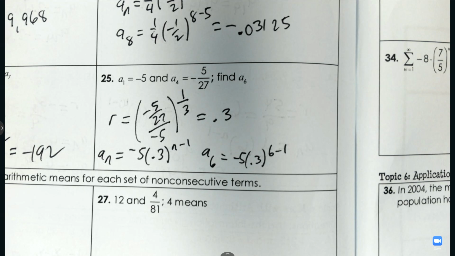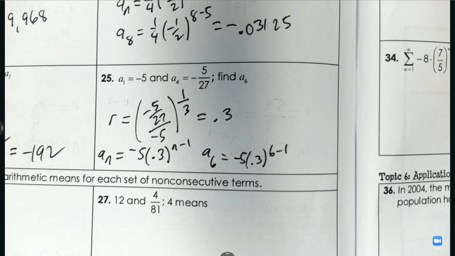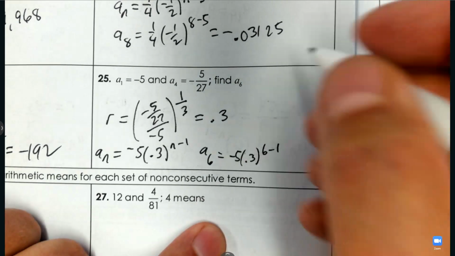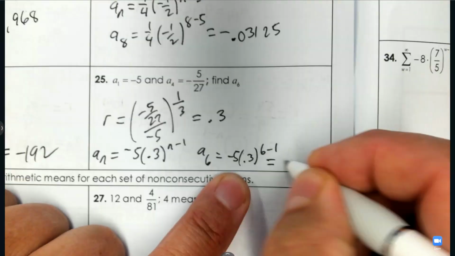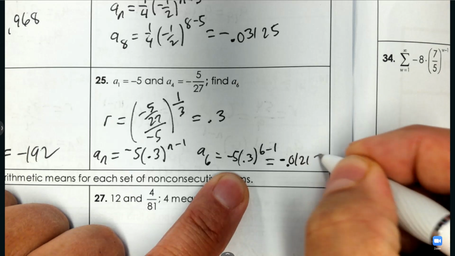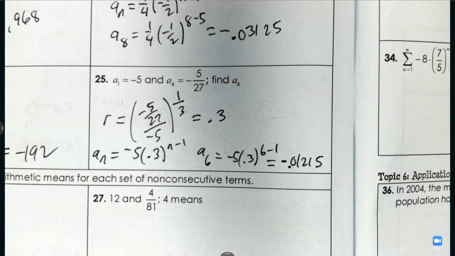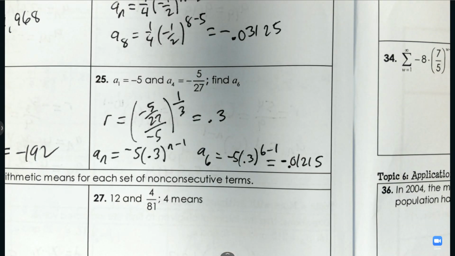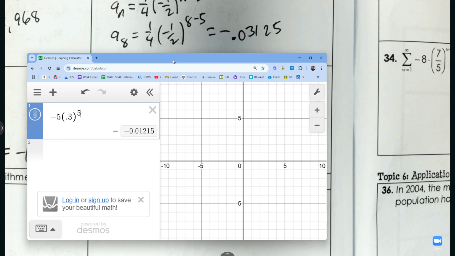So I'm typing it into Desmos. You should do it too. You should press pause. Make sure you know how to do it. And I get negative 0.0125. Negative 0.01215. This is what it looks like.